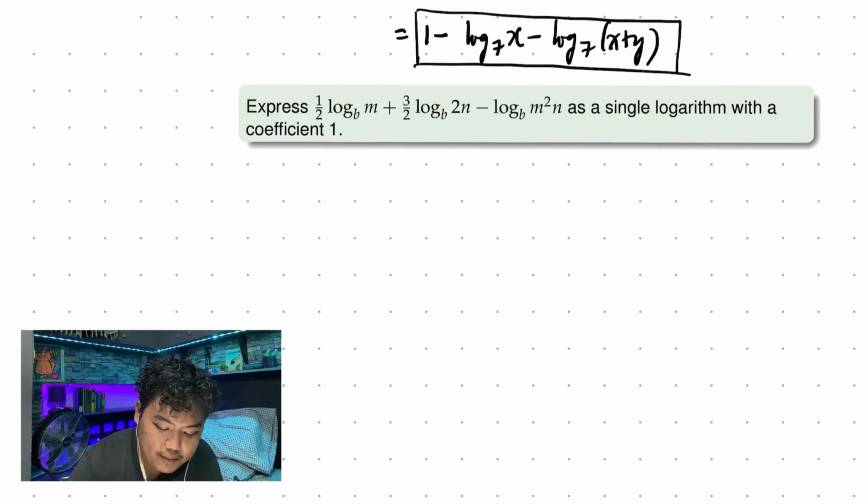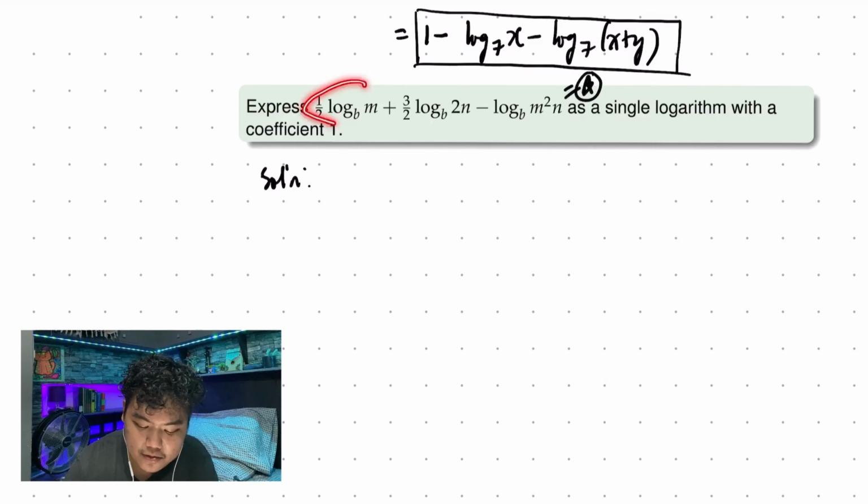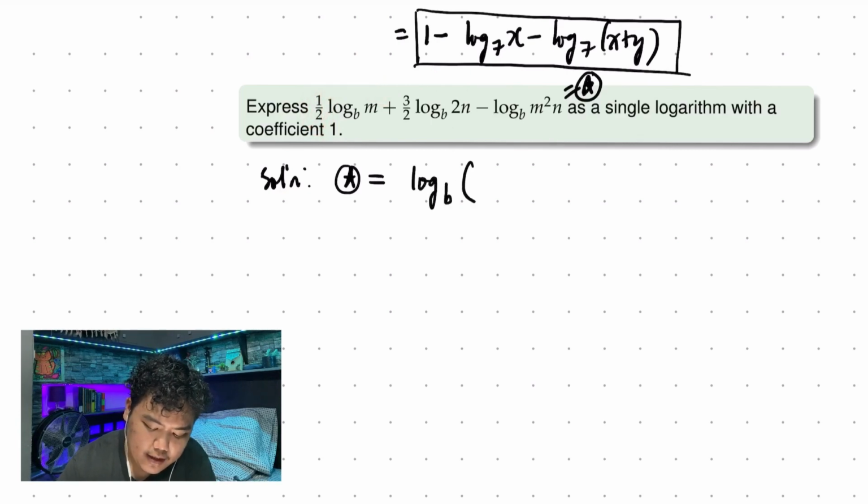So, pabalik naman yung mga gagawin natin. Itago nga natin to sa pangalang star. Star lagi. So, yung buong ito, okay, para hindi ko siya paulit-ulit na sinusulat. So, sabi, yung constant dito, pwede mong ilagay sa loob. Magiging exponent siya. So, magiging log base b siya ng m raised to 1/2. Plus, ganun din dito. Exponent siya ng buo.